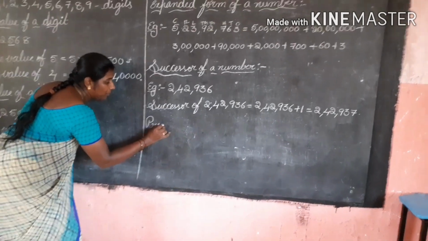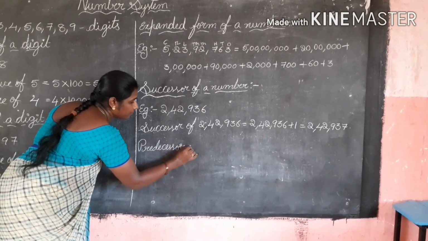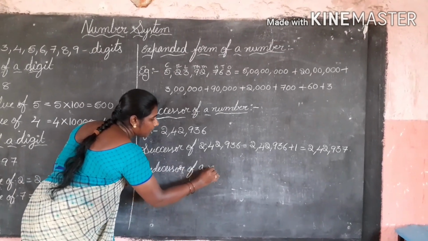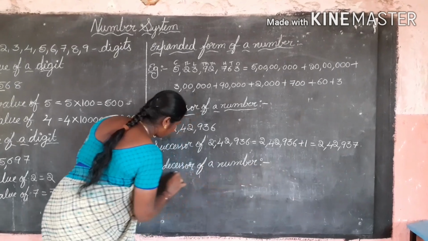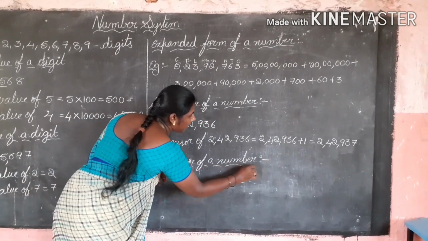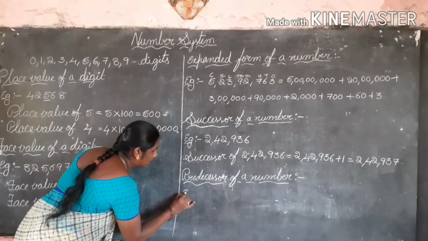Next, how do we get the predecessor? Predecessor means the number before. We subtract 1 from the given number. Predecessor of a number means the number before, so we have to subtract 1 from the given number.